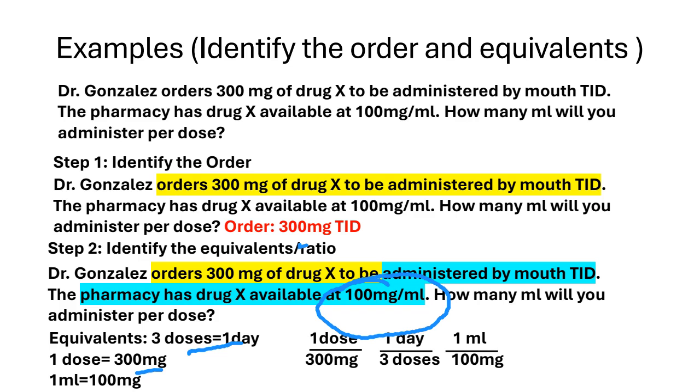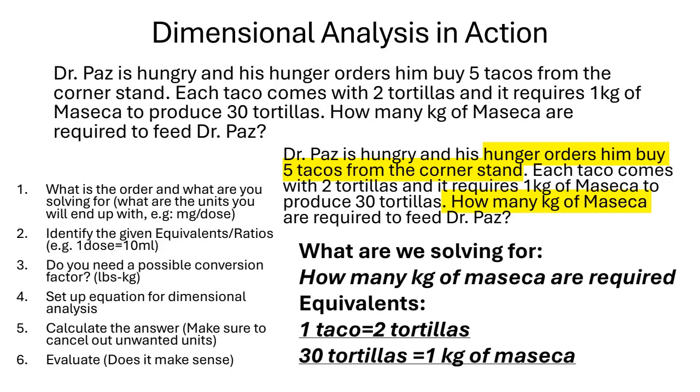So now let's make it happen. Let's see how this works and how we're going to solve the problem. So here I have a fun problem. Dr. Paz is hungry, and his hunger orders him to buy 5 tacos from the corner stand. The corner stand sells each taco with 2 tortillas, and it requires 1 kilo of maseca to produce 30 tortillas. And the question is asking how many kilos of maseca are required to feed Dr. Paz.